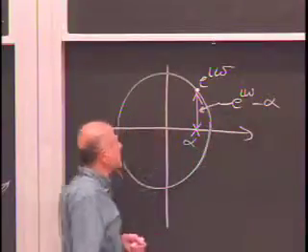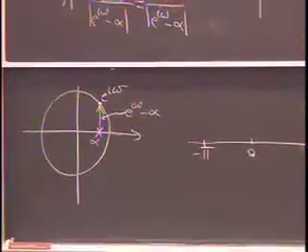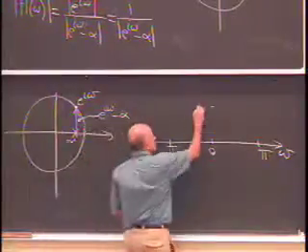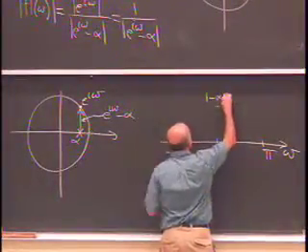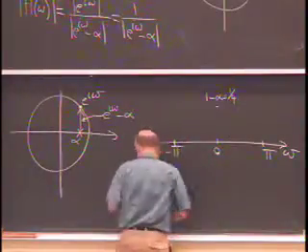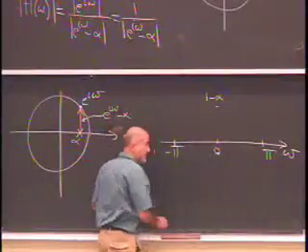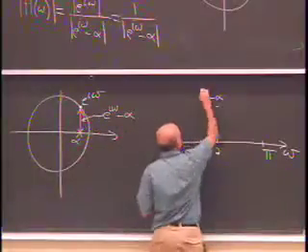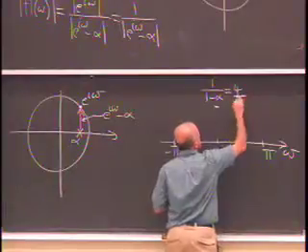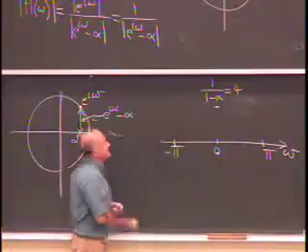And what is the peak value? What is the length of this red vector when omega equals 0? 1 minus alpha, which in our example is 1/4. Oh, wait. No. That's the length of the red vector. So what's the magnitude? 1 over that. So it's 4 over 3. No, 4. I can't do arithmetic, man. 4. Okay?